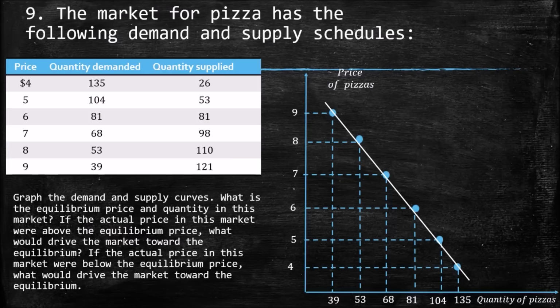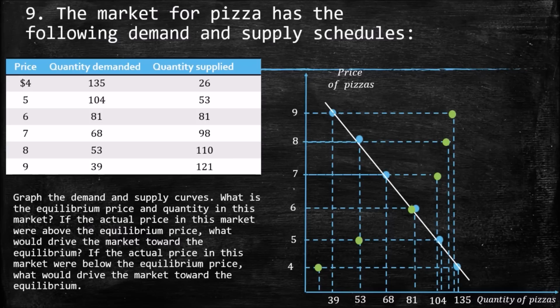Now we are going to graph the supply. At the price of 4 the quantity is going to be 26. At the price of 5 it is going to be 53, at the price of 6 it is going to be 81, at the price of 7 it is 98, at the price of 8 it is 110, and at the price of 9 it is 121. This is kind of weird, but this is going to be the supply curve.